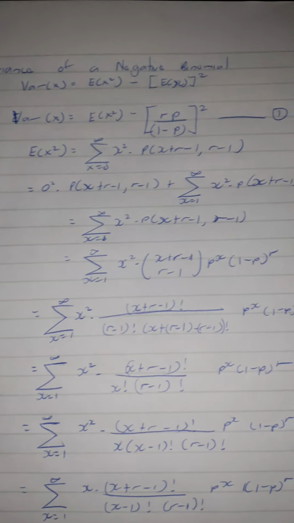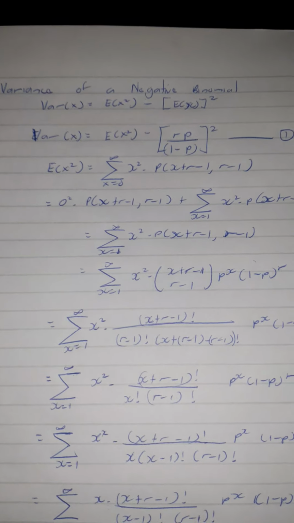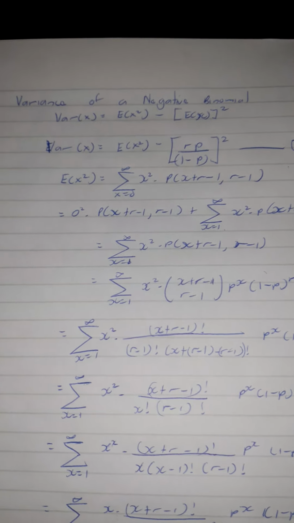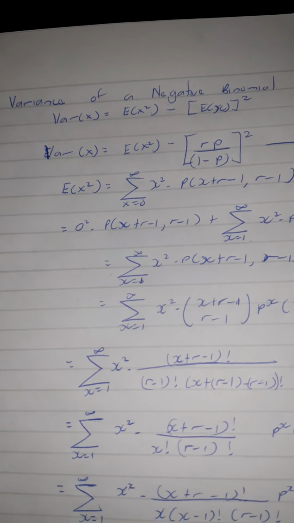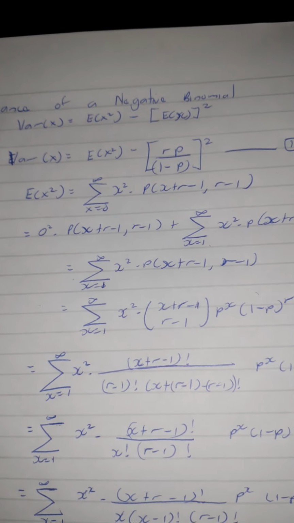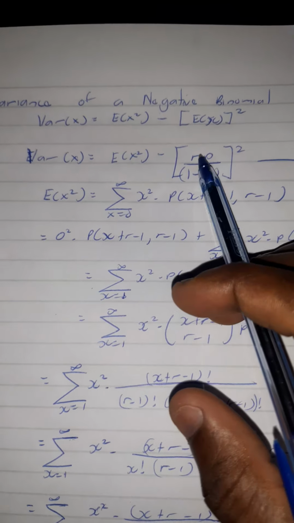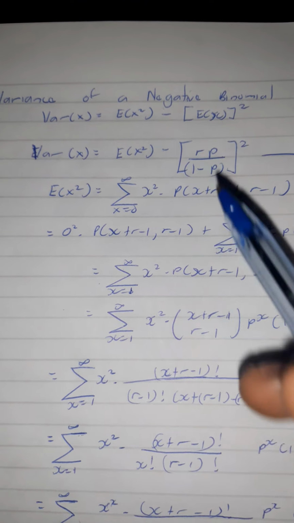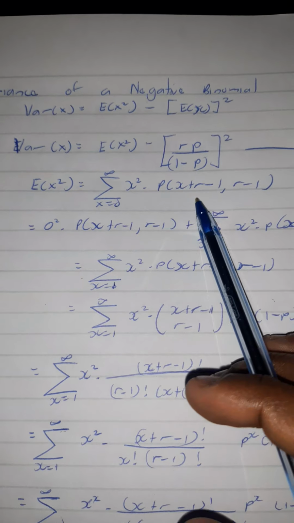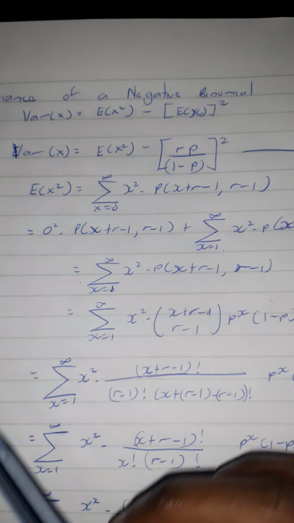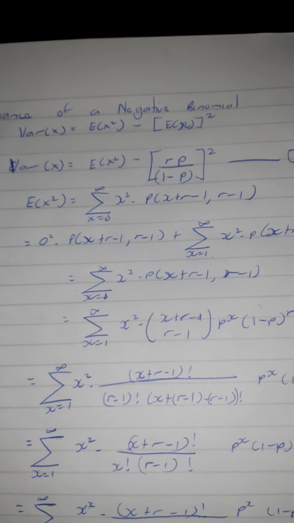So now to get the standard deviation, you first need to get the variance. And the variance is equal to the mean of x squared minus the mean of x, in brackets, squared, and we already know our E of x, which is rp over 1 minus p. So then we have to find E of x squared, the mean of x squared.